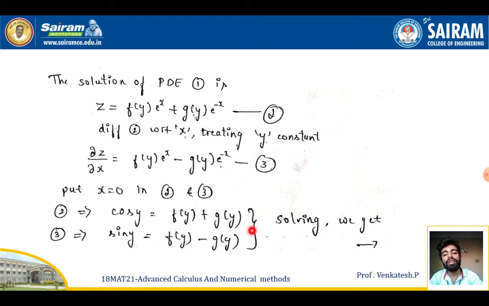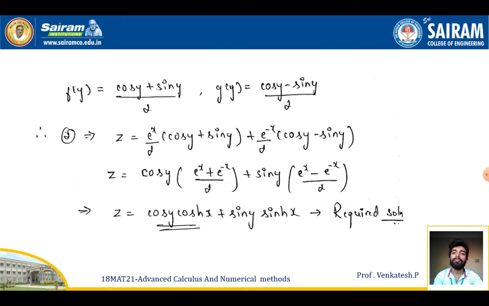So on solving these two equations, I will get the equation like 2 times f(y) is equal to cos y plus sin y, or f(y) is equal to (cos y plus sin y) by 2. So once we got f(y), we can easily estimate the value of g(y). So g(y) will be equal to (cos y minus sin y) divided by 2.